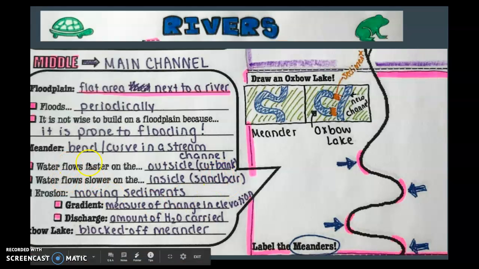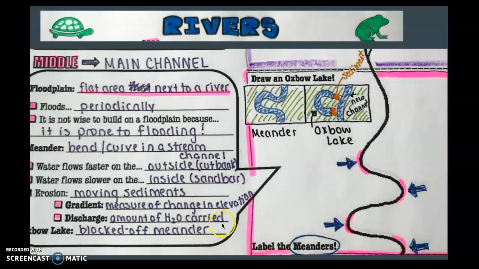Our water velocity, so it'll flow faster on the outside, which will cause a cut bank, or a very steep bank. And on the inside, water's going to flow pretty slow, which might cause some sandbars. We're going to talk in depth about how much sediment a river can carry, which is really dependent on how fast the water is flowing.